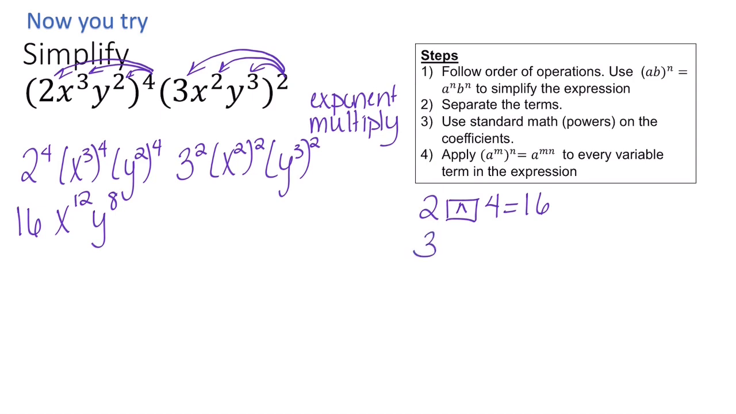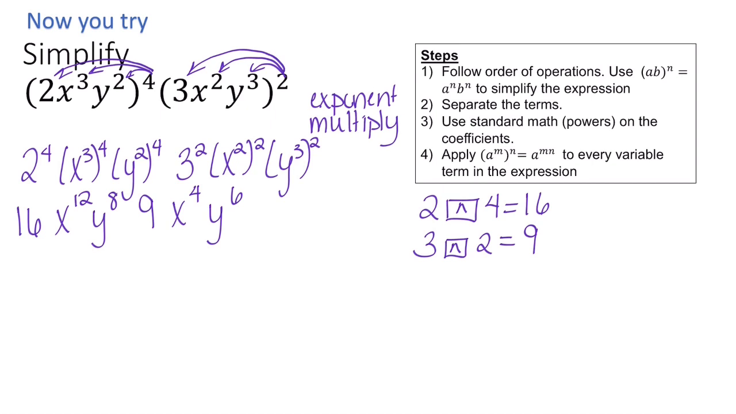So I'm going to use my regular math rules. So I'm just going to do 3 squared. You can do it on your calculator. 3 squared is 9. So we have 9. And back to our power rules, right? We have x squared squared, so that's x to the 2 times 2, which is 4. We have y cubed squared, so that's y to the 3 times 2, which is 6.